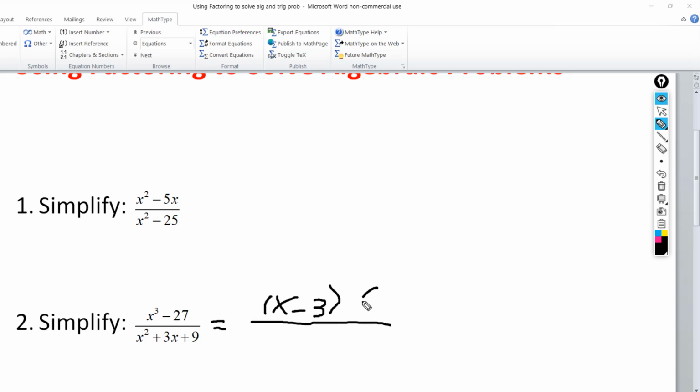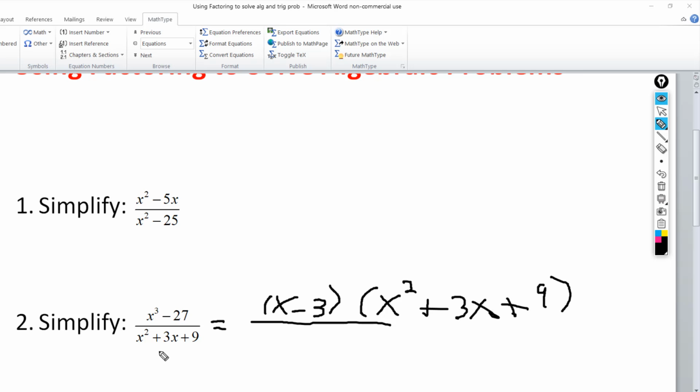And then the second factor is the square of the first term of the binomial. So that's going to be x squared. And then the sign changes to a plus here. The product of the two terms is 3x, so that goes here. 3x is the next term. And then it's plus the square of the second term. Okay, 3 squared is 9. So you get that.